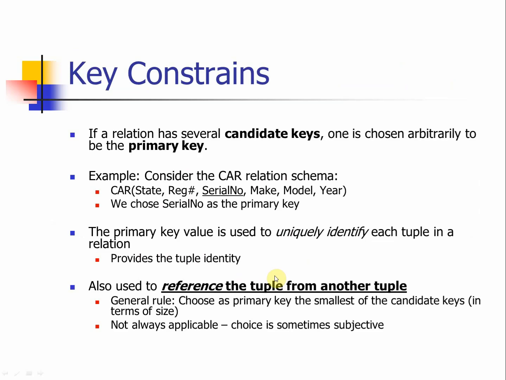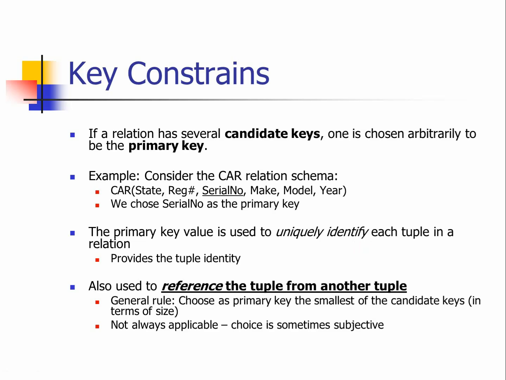Key constraints. Since we know the key is such an important thing, there are a lot of rules that apply to the key. If a relation has several candidate keys, one of them needs to be chosen as the key, or what we call the primary key. For example, we can choose for the car by underlining the serial number or the VIN number. That indicates that in this design, we chose serial number as the primary key. The primary key value is used to uniquely identify each tuple in a relation. That is the number one useful thing about the key.